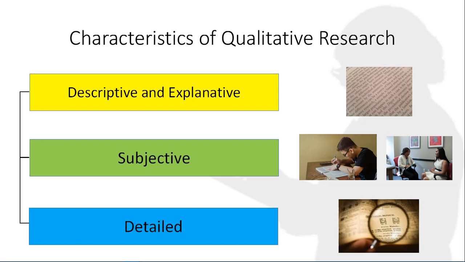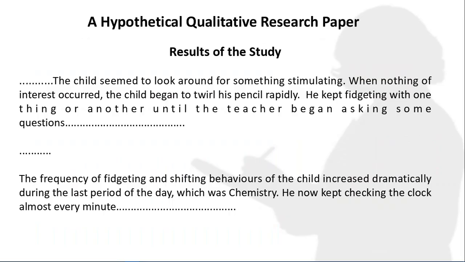As you can see on your screen now, a section of a hypothetical research paper is what I've presented. Here I wanted you to see the detailing in terms of describing the behaviors of the child, as well as in terms of noting the child's response to different seemingly small events in the classroom. Such details are typical of qualitative research.